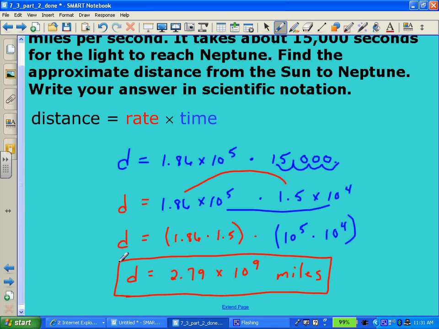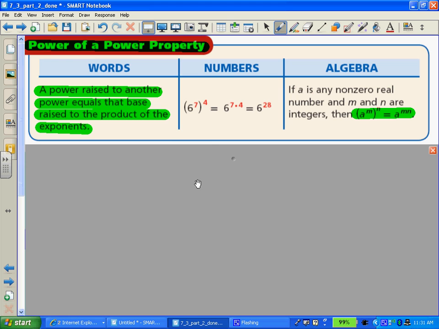Okay, so when you come across those, that's what they're wanting you to work on, is how to multiply numbers that are in scientific notation.